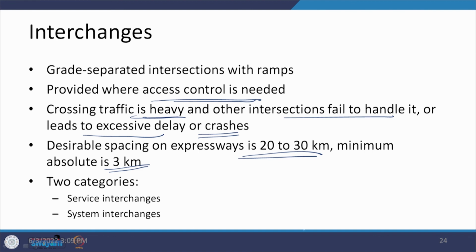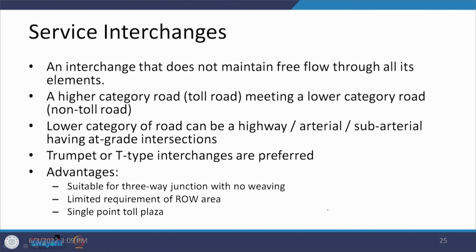Now, when we look at these interchanges, they can be of two types. One is service interchange, another one is system interchange. Let us look at the service interchange now. Service interchanges are defined as those interchanges which do not maintain free flow through all their elements. It means obviously there is a major road and a minor road, an upper category road and a lower category road, and they are crossing each other at this particular location.